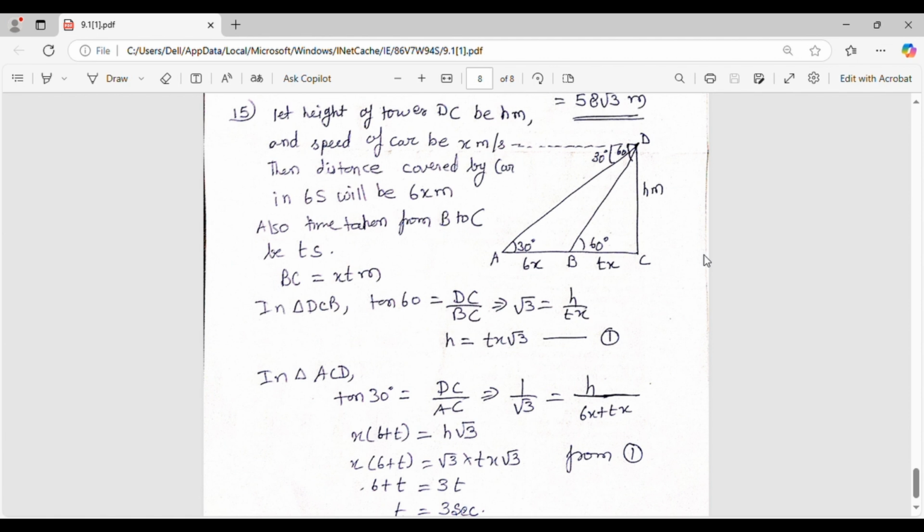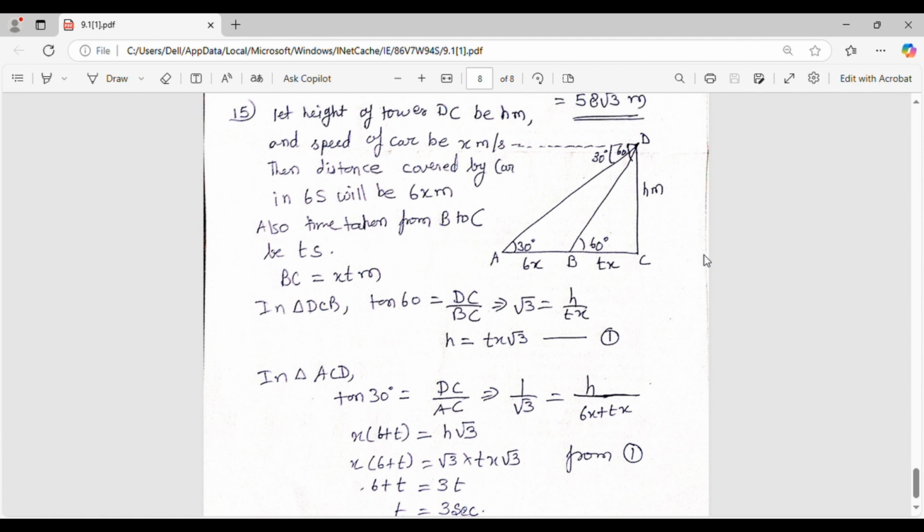So first of all, we will take the height of tower DCB h meters and the speed of car be x meter per second. Then the distance covered by the car in 6 seconds will be 6x meter. Also the time taken from B to C be t seconds. So BC is equal to xt meters. In triangle DCB, tan 60 is DC upon BC. Root 3 is equal to h upon tx. So we will get an equation h is equal to tx root 3.